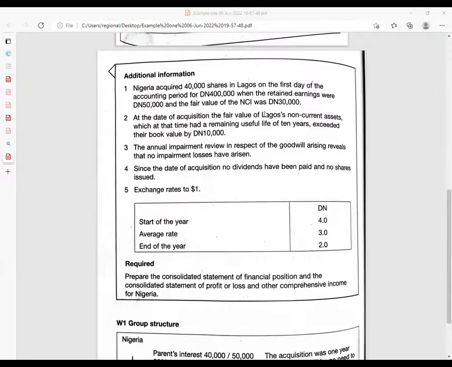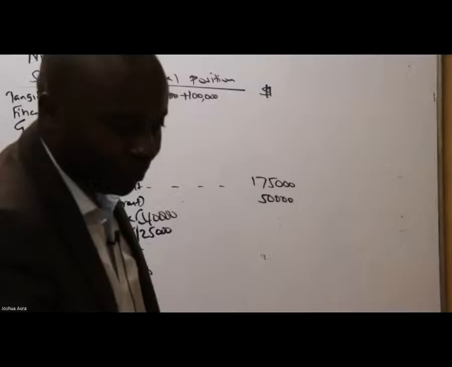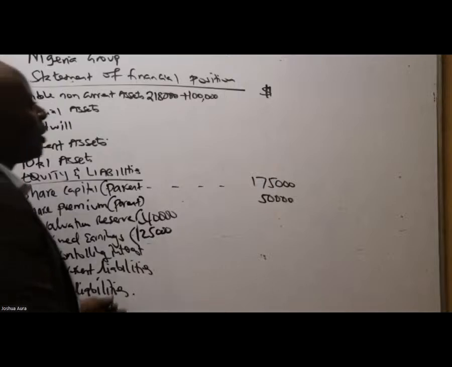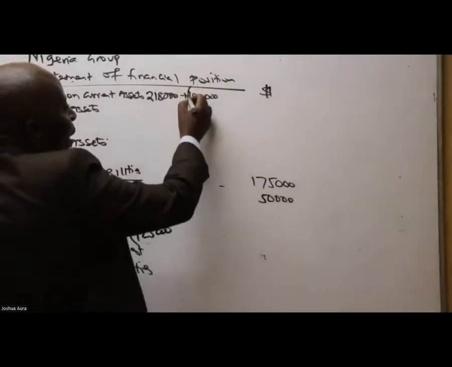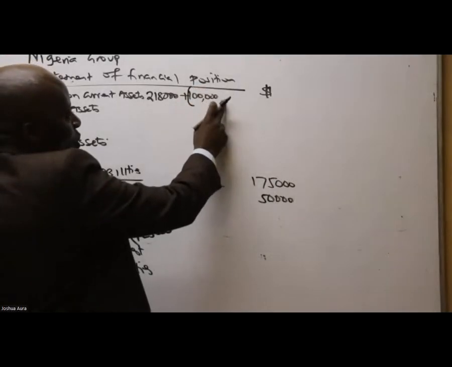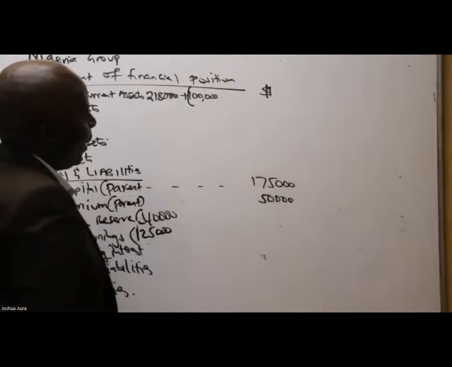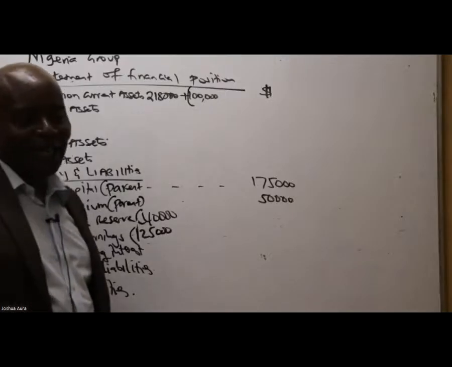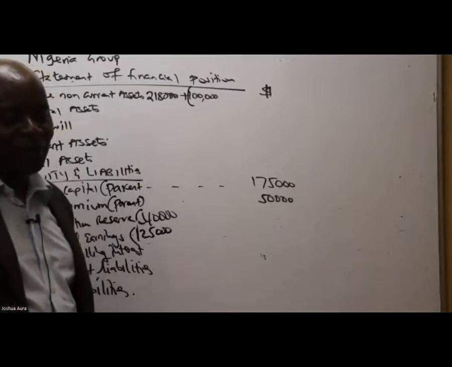2. Closing rate. Always for the balance sheet, assets and liabilities, you shall use what we call the closing rate to translate. So the question is, should I divide 100,000 by the 2 or multiply?